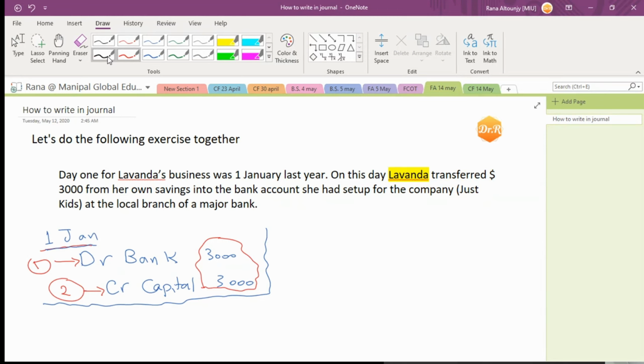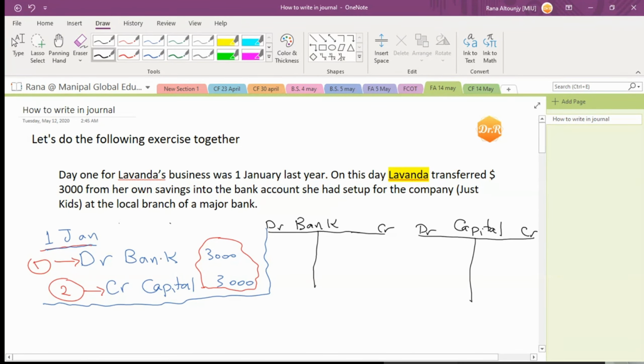So let's move to see how we put this transaction in the ledger. You remember we said in the ledger we have to open a T account for each account we have used, right? If you see in this example, we have used 2 accounts, which are the bank and the capital. If you remember, the left side is debit, and the right side is credit.